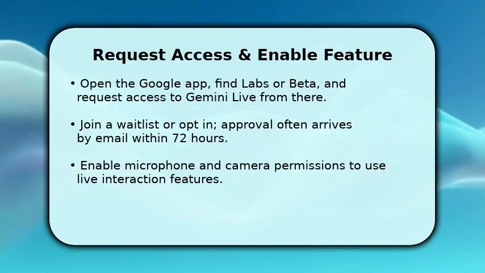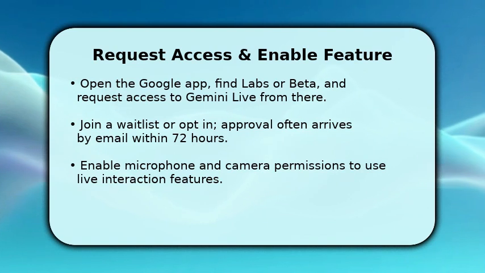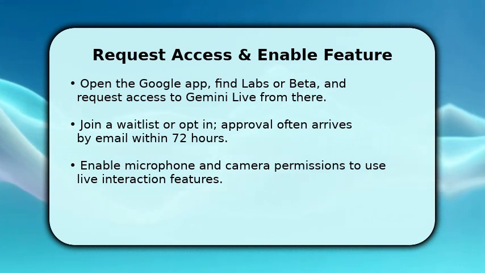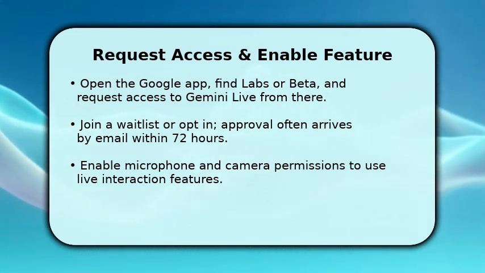Next, request access. Open the Google app, go to Labs or Beta features, locate Gemini Live, and tap Request Access or Opt-in. Some accounts join a waitlist. Watch your email for approval, which typically arrives within 72 hours.